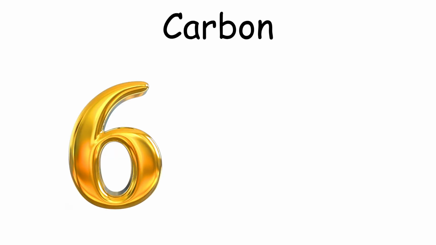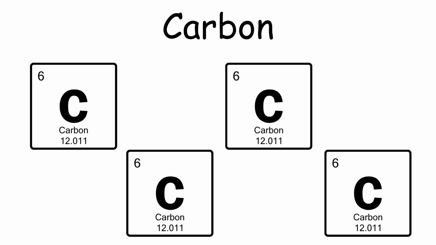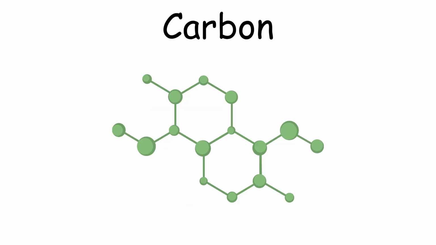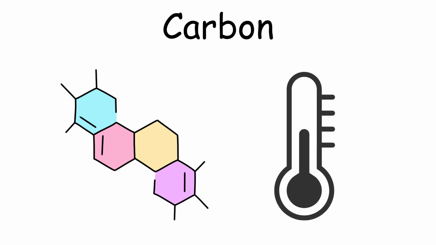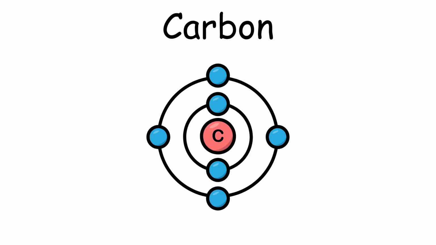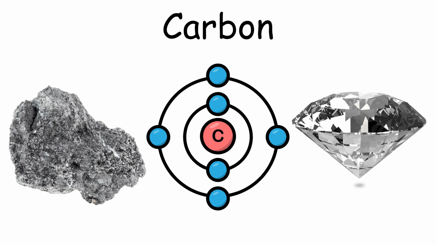Number 6 on the table with symbol C, carbon serves as a common element of all known life due to its high abundance, diversity of organic compounds, and unusual ability to form polymers at the common temperatures on Earth. It can exist in different forms such as graphite, one of the softest known substances, and diamond, the hardest natural substance.